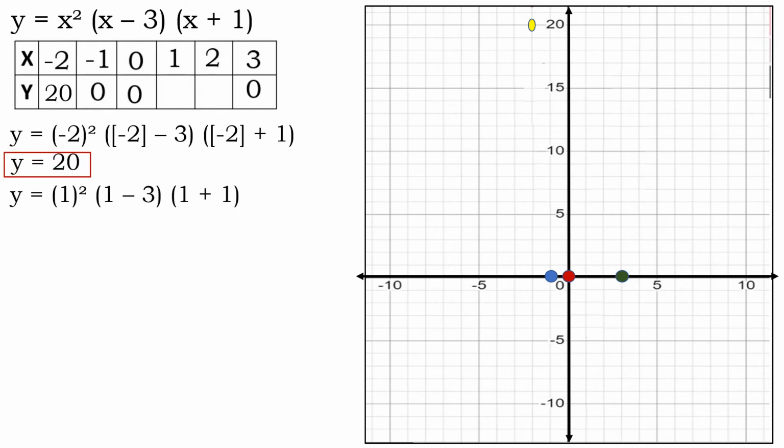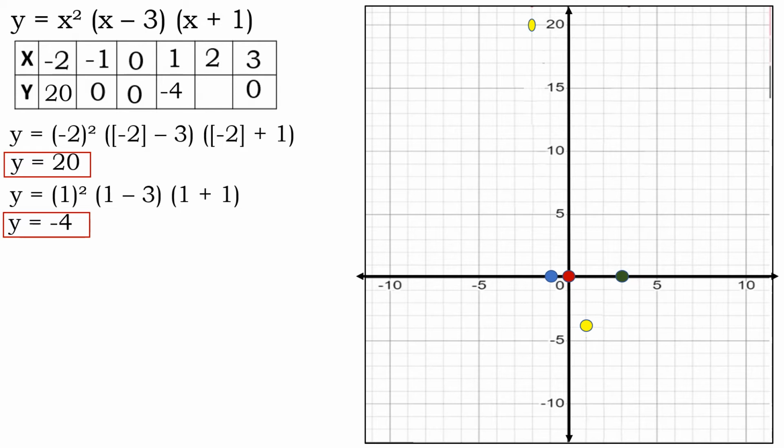Next. If x is equal to 1, substitute the value of x by 1. So, it became 1 squared times 1 minus 3 times 1 plus 1. So, y is equal to negative 4. Again, x is 1, so it is here. 1 step to the right, then negative 4, 4 steps downward. So, the point 1, negative 4 is located here. I already put the negative 4 in the table of values.